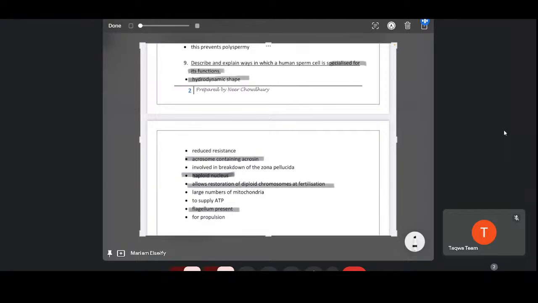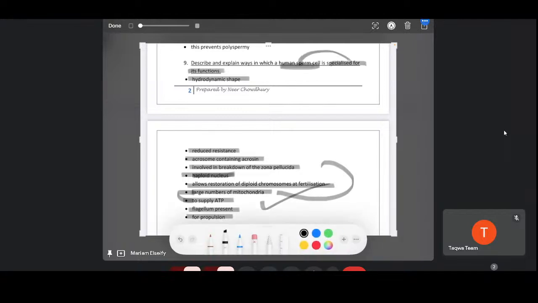Also, it has a hydrodynamic shape. It has reduced resistance. It's involved in the breakdown of the zona pellucida. It has a large number of mitochondria, which help it move by the flagellum to supply ATP. A large number of mitochondria supply the ATP, so it has a good amount of energy for propulsion. This is how the sperm cell is specialized.